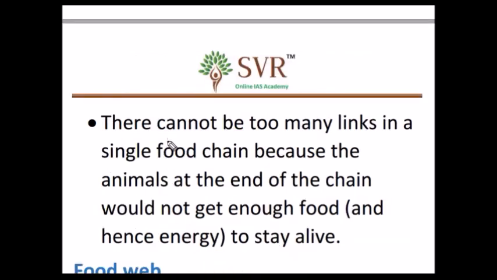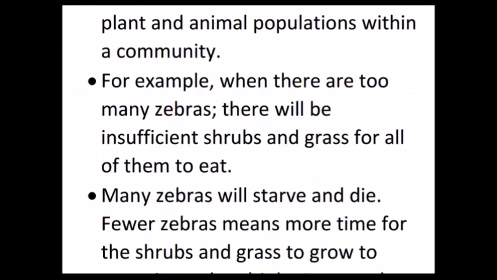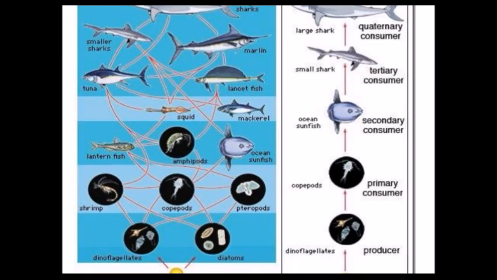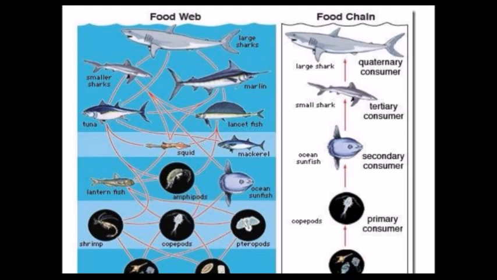And another important point is that there cannot be too many links in a single food chain. There may be hardly 4 to 5 links in the food chain. Just look at the image. In this image, you can understand about food chain and food web thoroughly. On the right side of the image, you can see a typical food chain.